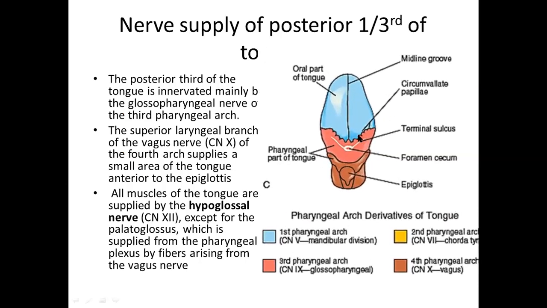So over here you can have a better look. This one is the median lingual septum, which represents the fusion of the two lateral lingual swellings. This is the sulcus terminalis, representing the fusion of the anterior two-third with the posterior one-third. This one is the foramen cecum, which represents the proximal remnant of the thyroglossal duct, present just behind the sulcus terminalis in the midline. And then over here, this is the posterior one-third, contributed by the third and the fourth pharyngeal arches.